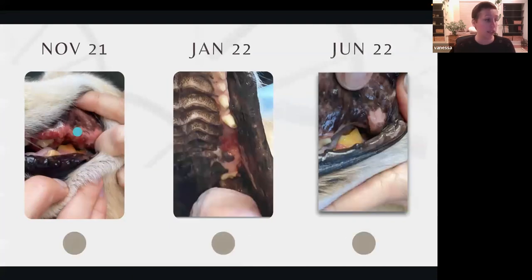So this is what he looked like in November of 2021. January of the following year, you can still see ulceration there, but it looks much better. And then in June, you couldn't see anything. Now, this was one of my first cases that wasn't TCC that I used targeted therapy for. He had a beautiful response.